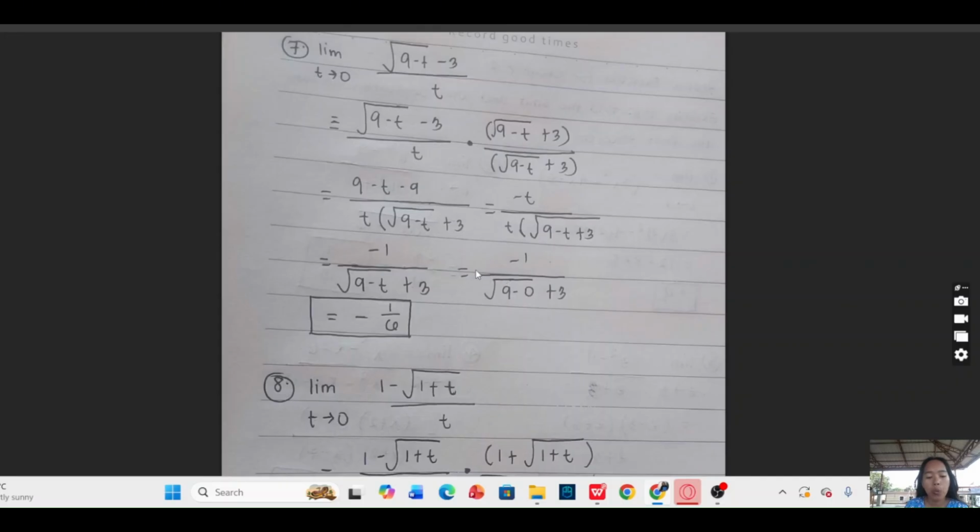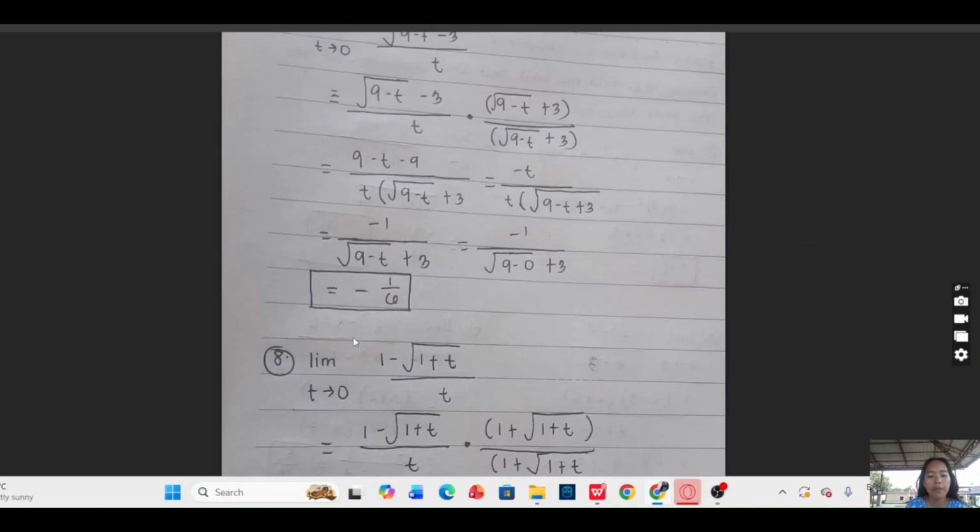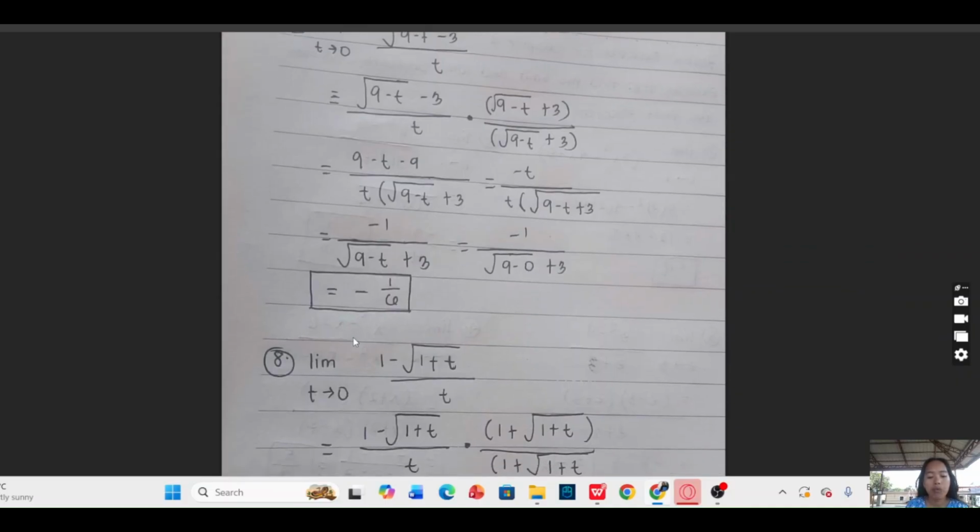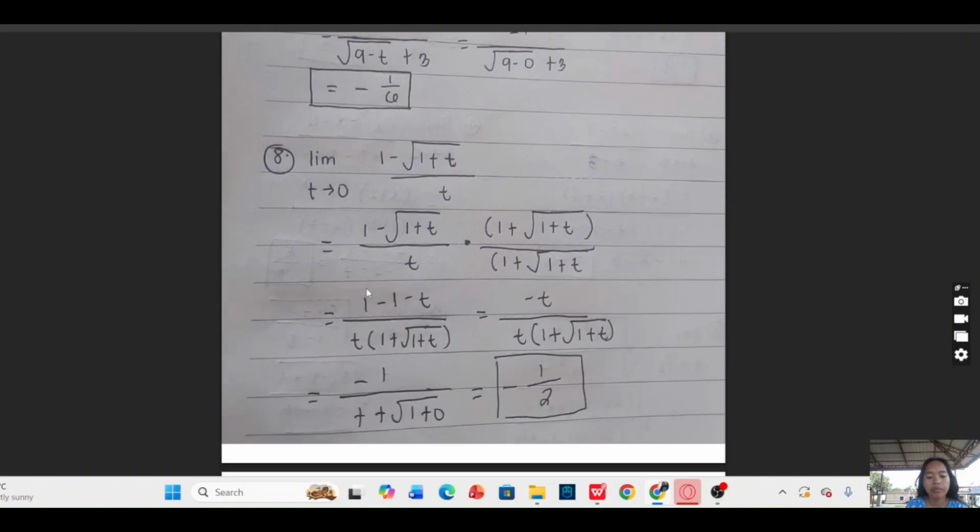Since it can no longer be simplified, we can now substitute our t, which is 0. So negative 1 over square root of 9 minus 0 plus 3. So our answer will be negative 1 over 6.